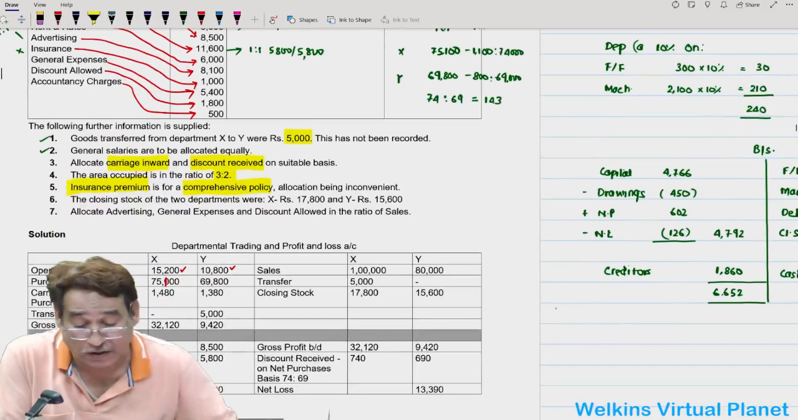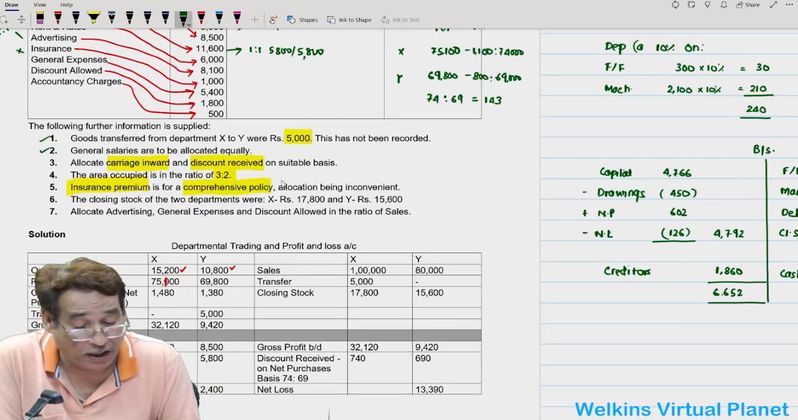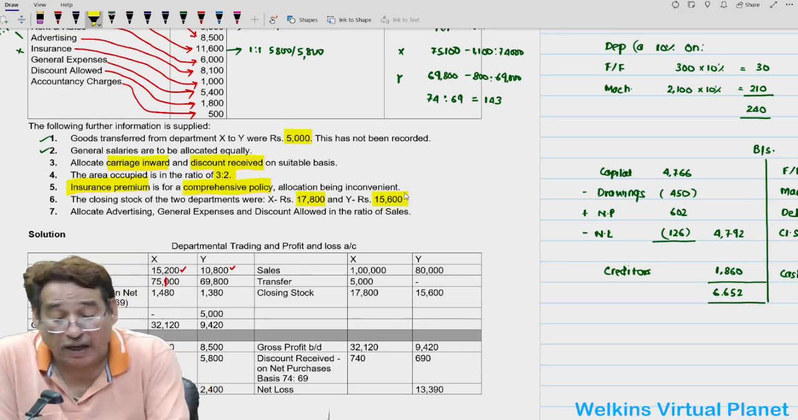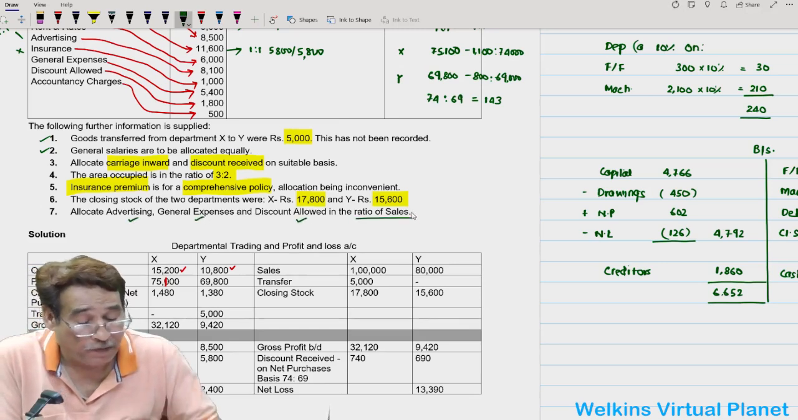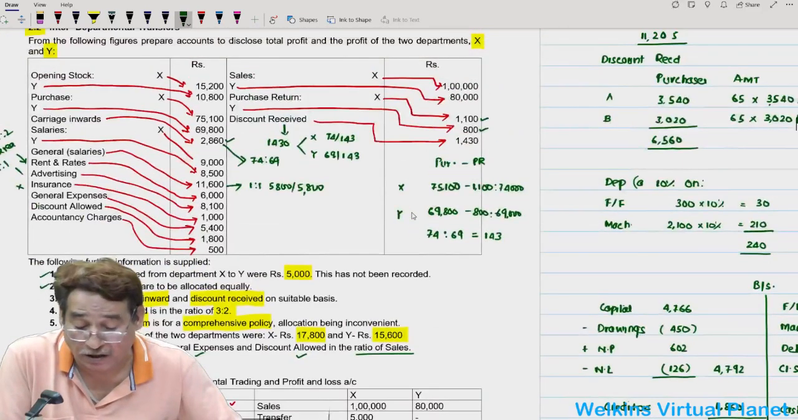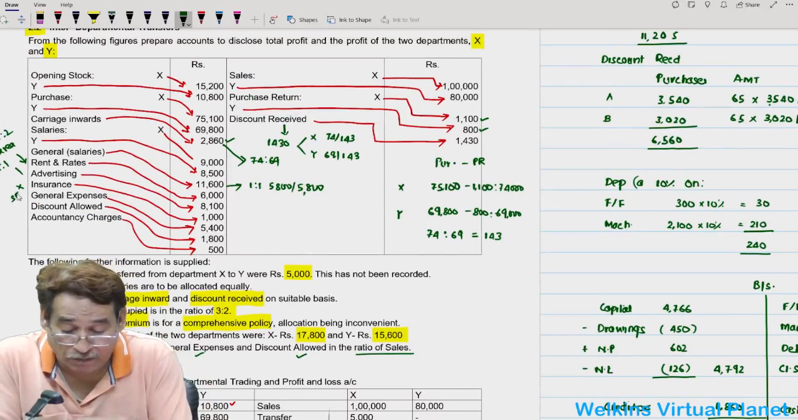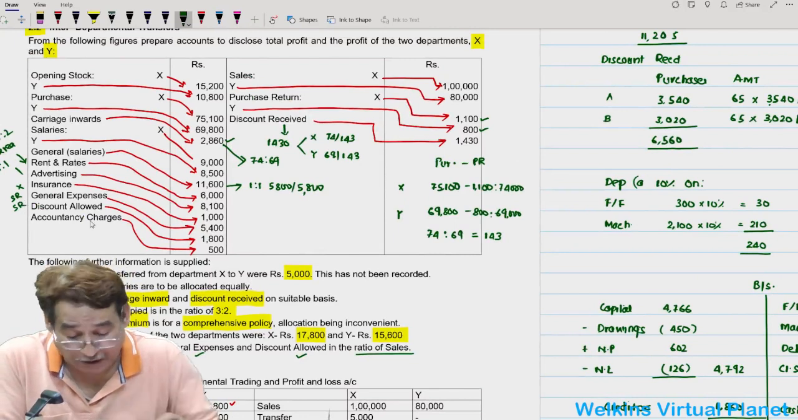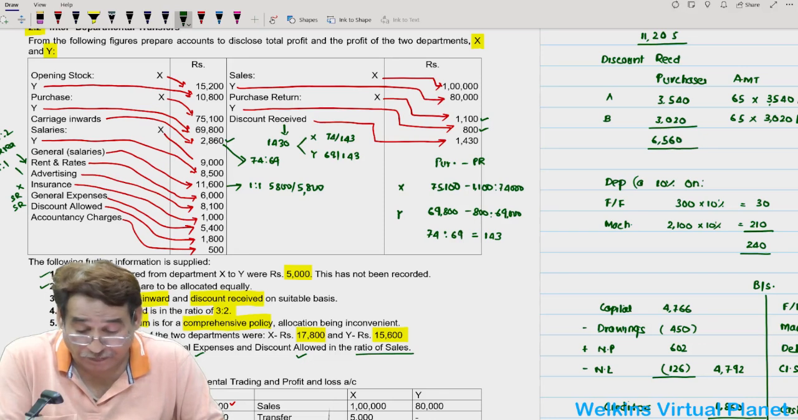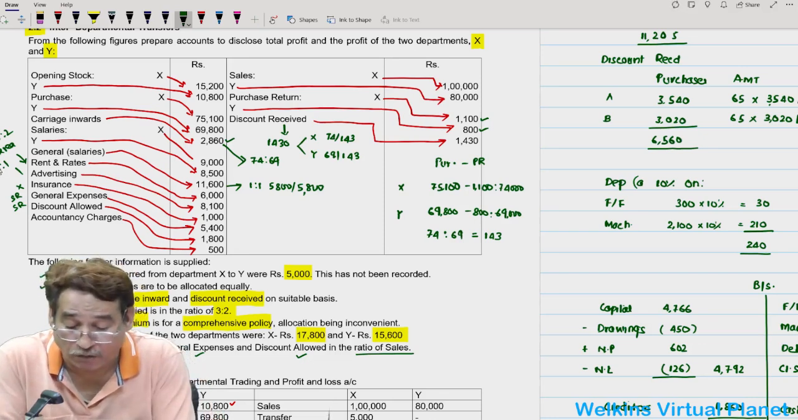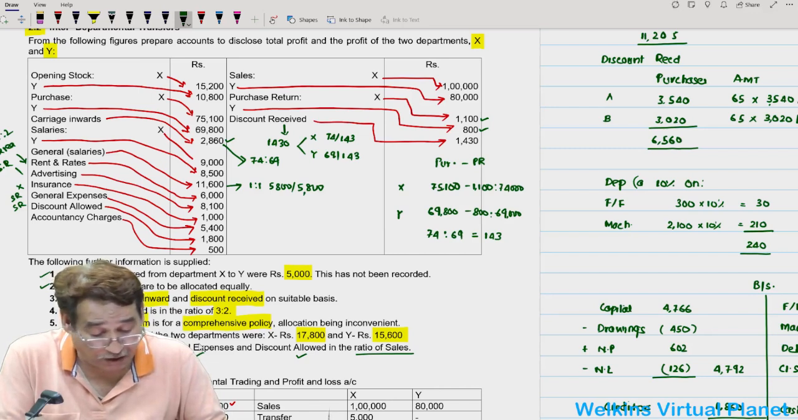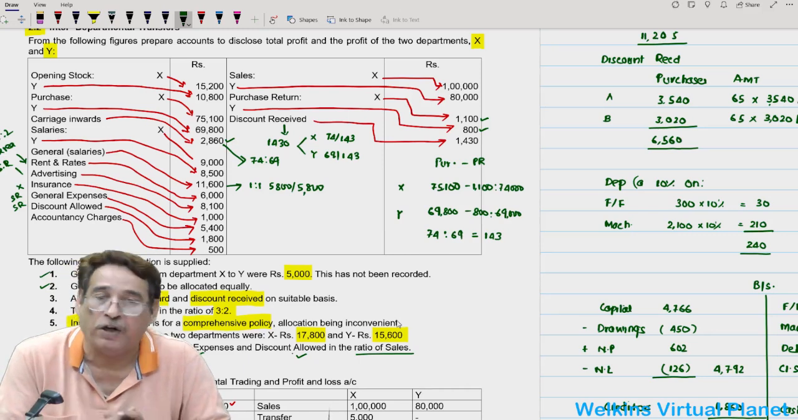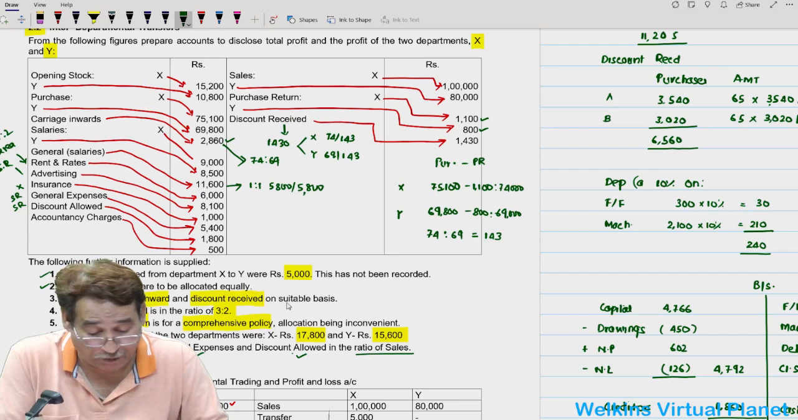Then further it is given that closing stocks of the two departments are as follows. You can write the closing stock later on, 17,800 and 15,600. That is not a big issue. And now the question has given you some more information. Advertisement, general expense and discount allowed are to be in the ratio of sales. So we have to allocate general expenses in sales ratio, discount allowed in sales ratio, correct? And actually in this question, advertising is in sales ratio, sorry, not 1:1. Allocate advertising, general expense and discount allowed in the ratio of sales. This is how we have to allocate in this particular question. Correct? And the rest of the information, you can manage very well.